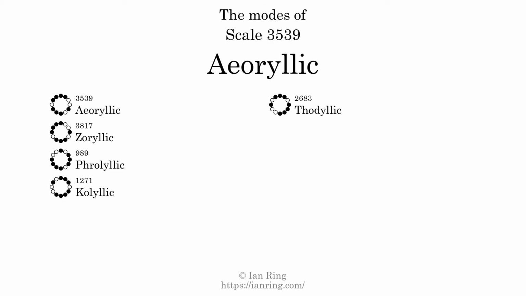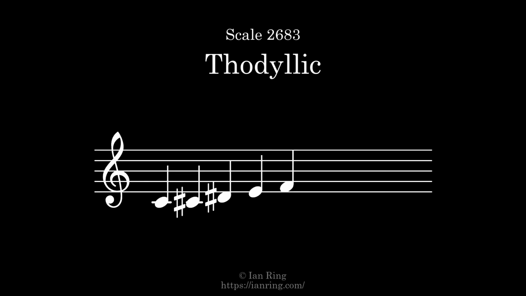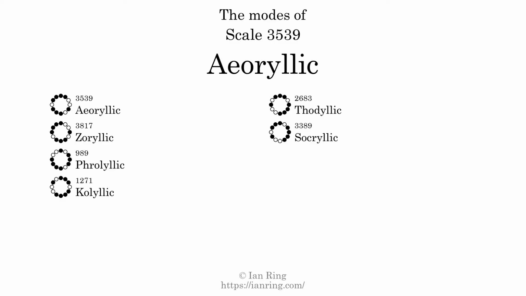The fifth mode is scale 2683, also known as Heteromorphisms. It sounds like this. The sixth mode is scale 3389, also known as Aeoryllic. It sounds like this.